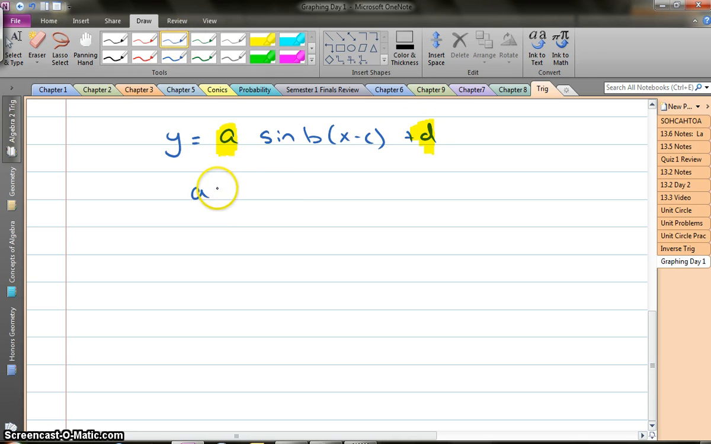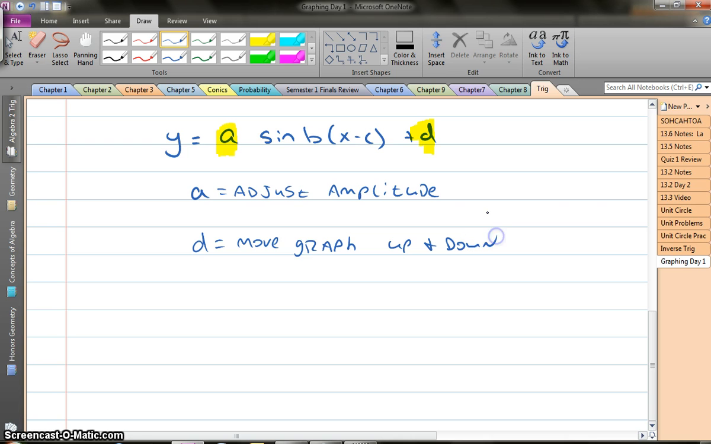So your a value adjusts the amplitude. And remember, the amplitude is how high or how low your graph goes. Now what happens in between stays consistent with the graphs we just saw. And then our d value simply moves the graph up or down. It's a vertical shift, so it moves the graph up and down. So let's try some variations of our parent functions and then go from there.